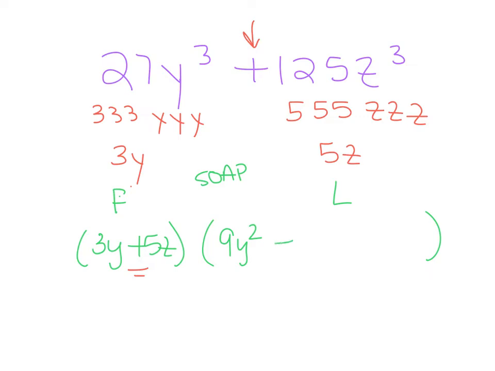And then let's see, the formula says the first term times the last term. So if I take 3y times 5z, that's going to be 15yz. And then SOAP says always positive, so this is going to be plus. And then the last term squared. 5z squared is 25z squared. There's a lot to remember in these problems. That's why I didn't actually put these problems on the quiz. Okay, so that is the sum of two perfect cubes.